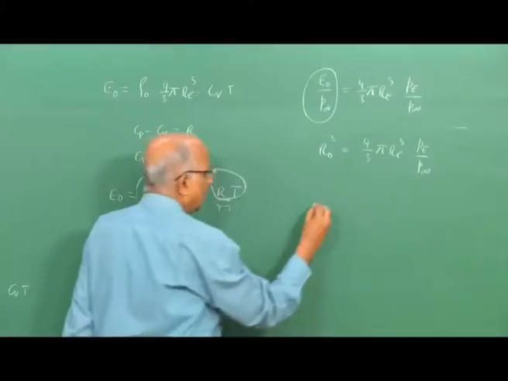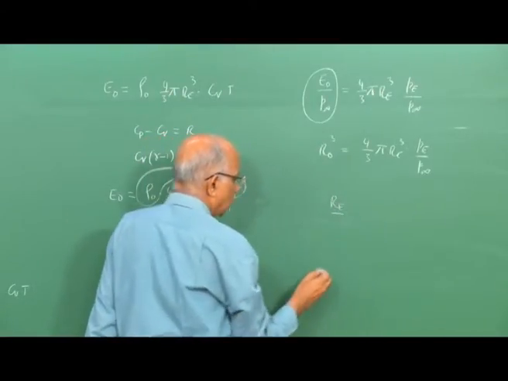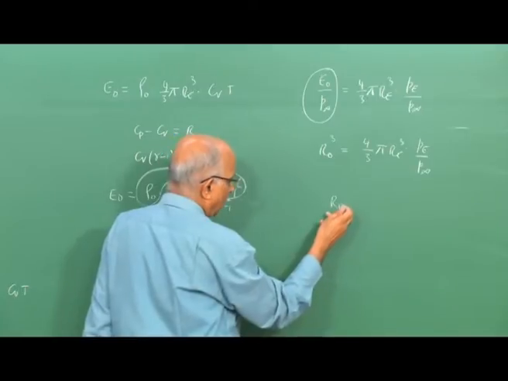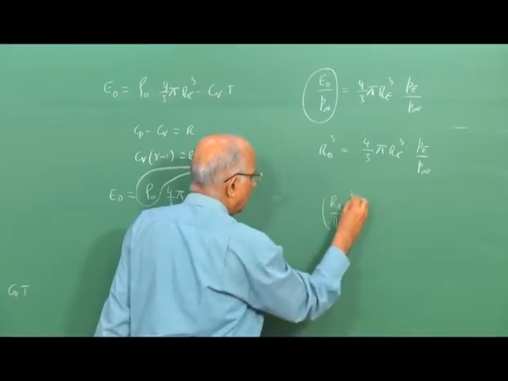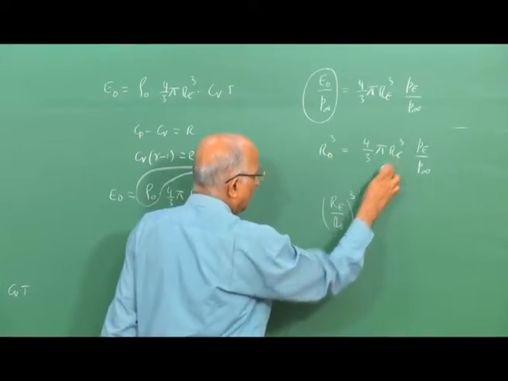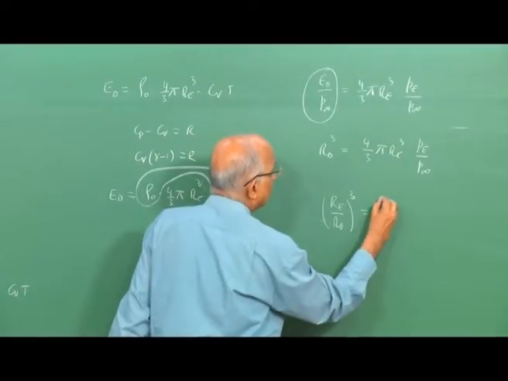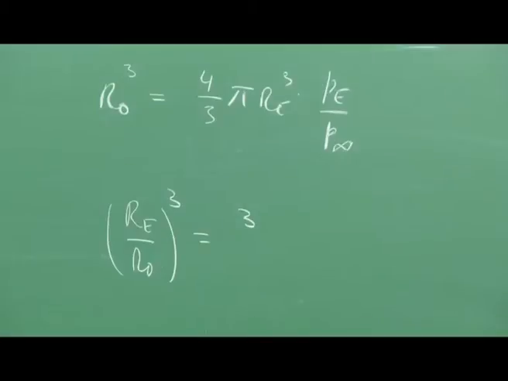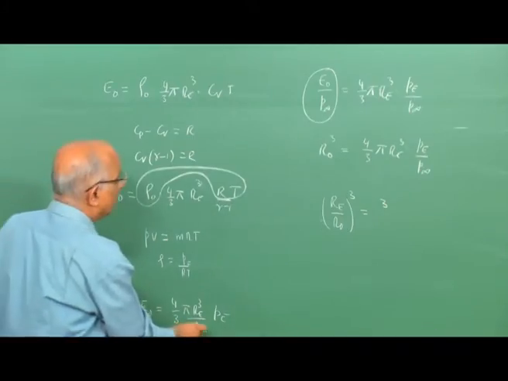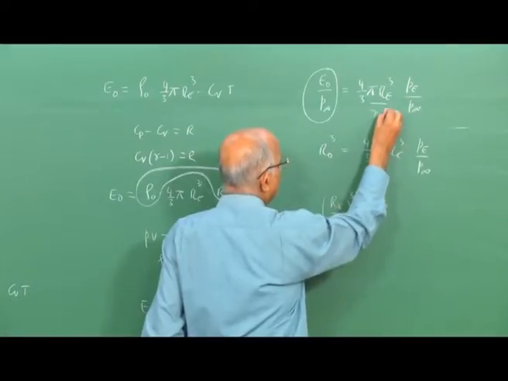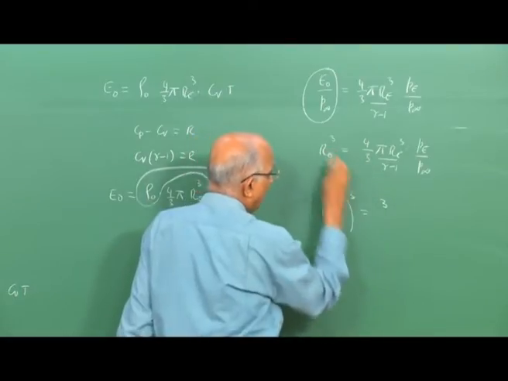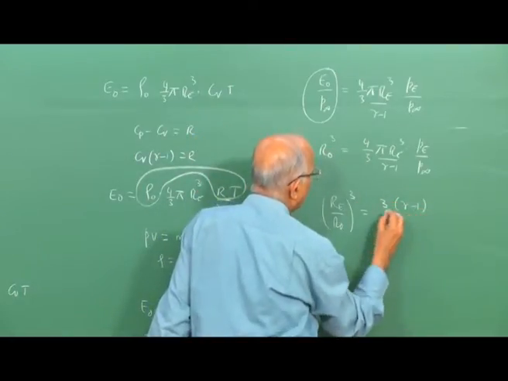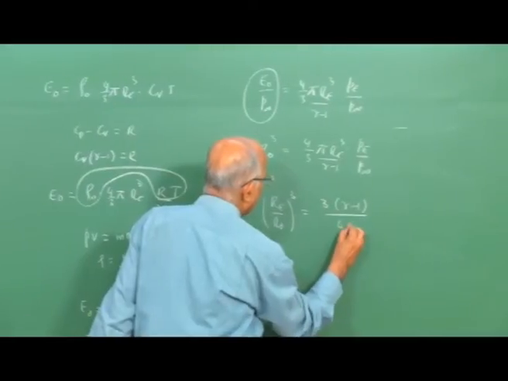Or rather, from this I get the value of the source radius, that is the radius of the source releasing the energy, divided by R naught to the power 3. I take R naught on this side, Re by R naught cube is equal to 3. Somewhere I have missed out gamma minus 1. Well, I had gamma minus 1 here, I had gamma minus 1 over here. Therefore, I should have gamma minus 1 over here, and therefore, I will have 3 into gamma minus 1 divided by 4 pi.